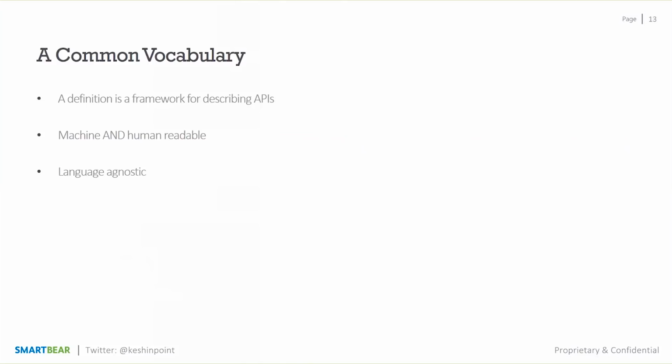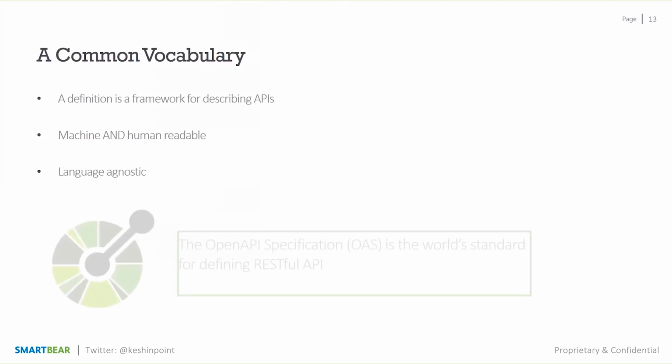So we have a common vocabulary. We need a common vocabulary for the modern REST API world, and that is the definition. And the definition has to be machine and human readable, meaning both humans and machines should be able to understand it. Humans understanding it, machines like tooling ecosystem should be able to integrate with it. And finally, they have to be language agnostic, right? No restrictions on technology stack.